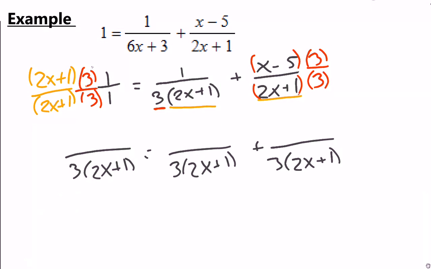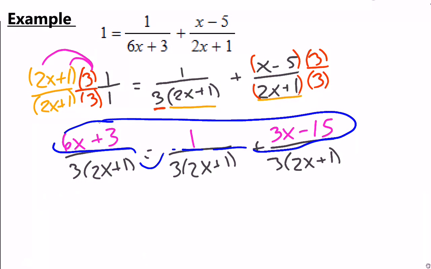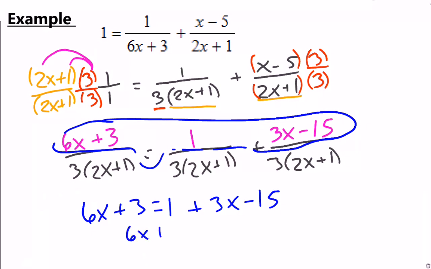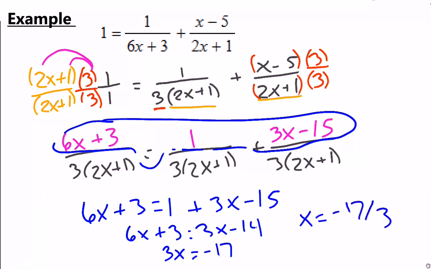And now let's distribute. 3 times 2x is 6x. 3 times 1 is 3. 1 is 1. And 3 times x is 3x. Negative 5 times 3 is negative 15. Now my denominators are equal to each other. Let's look at my numerators. 6x plus 3 equals 1 plus 3x minus 15. If I do some magic here, I get 6x plus 3 equals 3x minus 14. Subtract 3x from both sides. Subtract 3. I have that my x is negative 17 over 3, which will be totally fine in my denominator. So that is my final answer. Lovely.